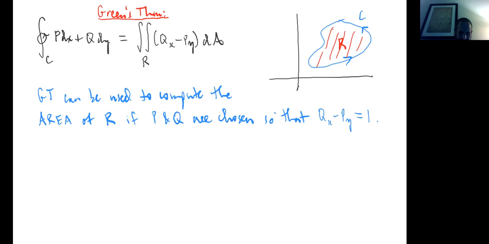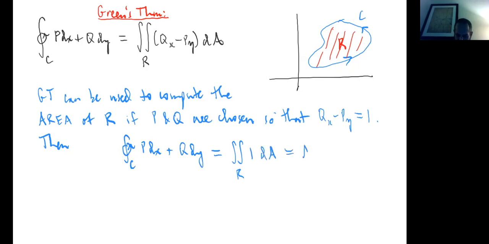Because then the integral over the curve with positive orientation, P dx plus Q dy would be equal to the double integral over R. See, Q sub X minus P sub Y would be 1. So this would be 1 dA, which would just be the area of the region. Okay, so this gives us a way to kind of turn a work integral into something that's actually telling us a geometric feature of a region right there.